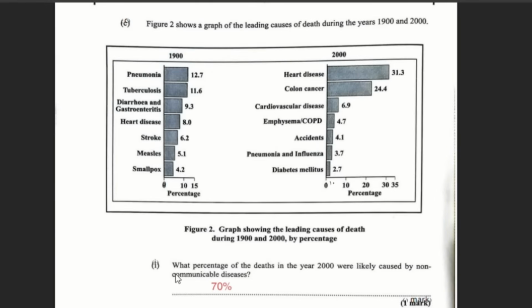So basically, if we want to find out the percentage of deaths in the year 2000 that were caused by non-communicable diseases, we are going to have to add up all of these, right? We're going to add up heart disease, colon cancer, cardiovascular disease, COPD, and diabetes mellitus, and it's going to come to about 70%. No, we cannot add pneumonia in it because it is communicable, and accidents are not considered diseases, right? So we won't add that in either. So that's going to be the answer for that.